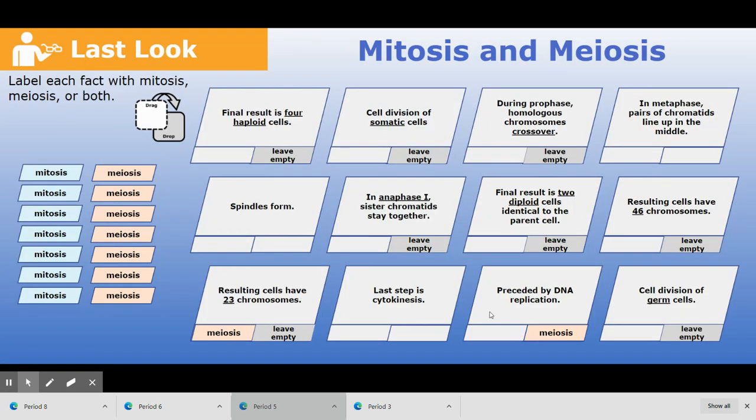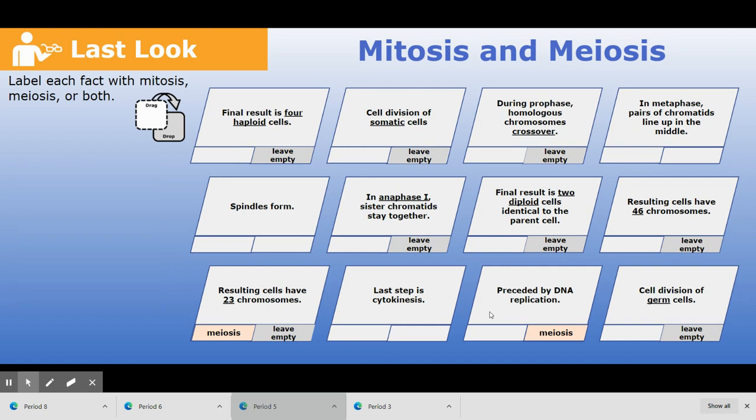So this is another click and drag activity where you're going to label, is it describing mitosis? Is it describing meiosis? Or can it occur in both? So you should pause the video now and try this on your own first. Okay, the first one says a final result is 4 haploid cells. When you have 4 cells, that's going to be meiosis. And the next one over, the cell division of somatic cells. Remember, somatic cells are body cells, and they divide through mitosis.